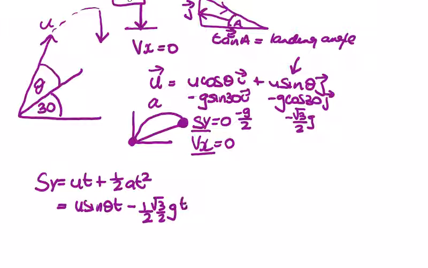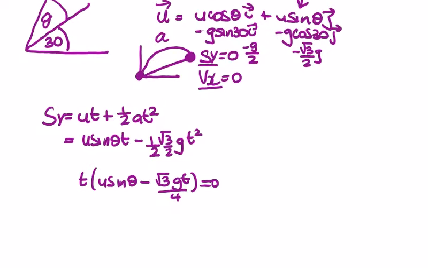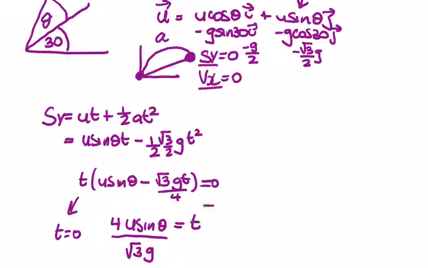We have t squared. So factoring out my t, I'll get u sine theta minus root 3 gt over 4, and this will be equal to 0 at the point of landing. So my initial time of flight is 0, and u sine theta would be equal to root 3 gt over 4. So I put the 4 here and the root 3 g on the bottom. You're all going to do this in one step in the exam in a couple of weeks, I'm sure. So we have the time of flight.